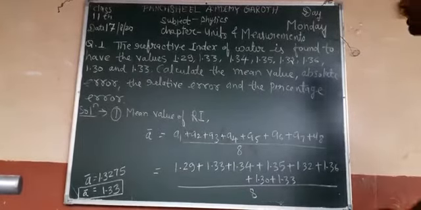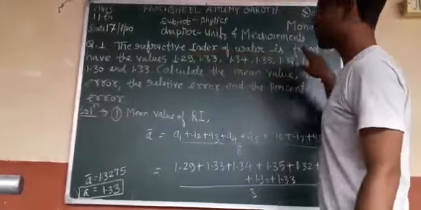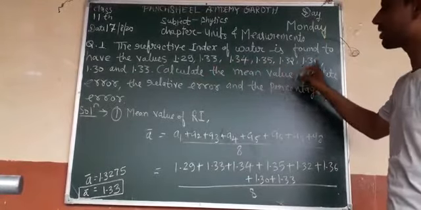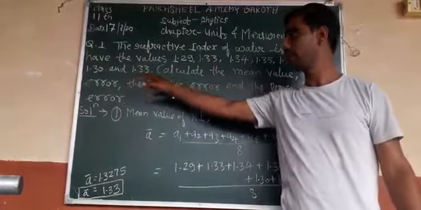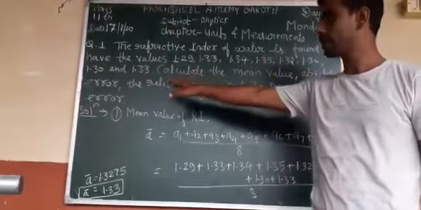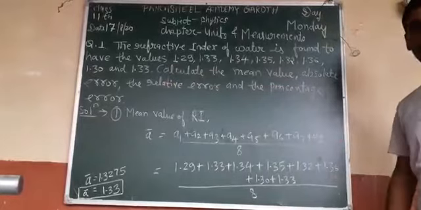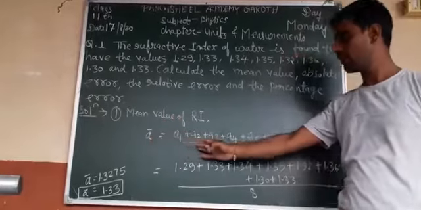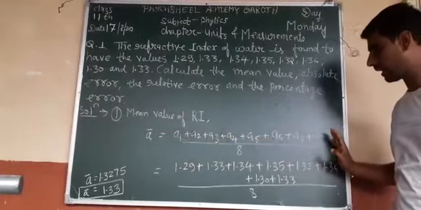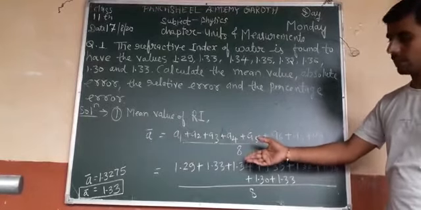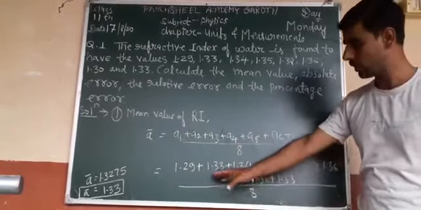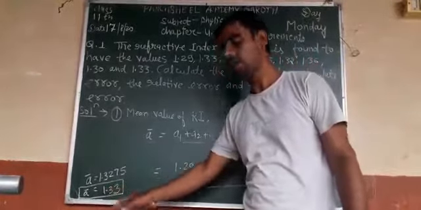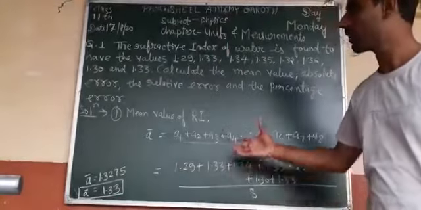Now we take a numerical. The refractive index of water is found to have the values 1.29, 1.33, 1.34, 1.35, 1.32, 1.36, 1.30 and 1.33. Calculate the mean value, absolute error, the relative error and percentage error. First of all we calculate the refractive index mean value. Mean value is A1 plus A2 plus A3 plus A4 up to A8 upon 8, because there are 8 observations. If we solve this, we will get 1.33. This is the average value or true value of the refractive index.